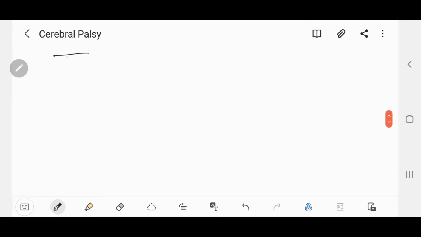There are 4 main types of CP or cerebral palsy based on the type of motor disturbance. The first one being the spastic cerebral palsy, which is the most common type. Spasticity means stiffness or tightness of muscles, which is most obvious when the person tries to move. The second type is the athetoid cerebral palsy. Athetosis means uncontrolled movements, which often lead to erratic movements.